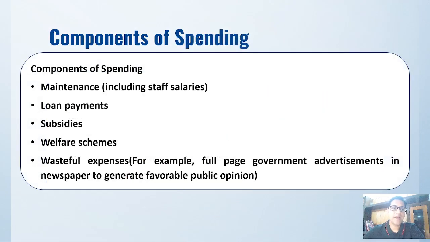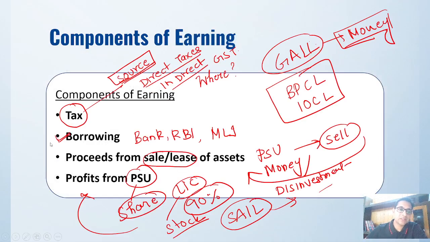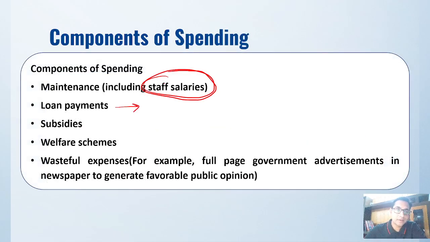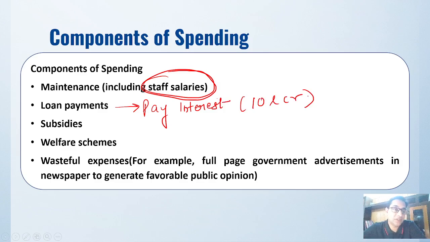Then government spendings, where government normally spends the money. First of all, the main source is staff salaries. You know, lakhs of government employees are there. They get the salaries. Loan payment. As we have discussed, government has done the borrowing. For that borrowing, government has to pay interest. Last year's budget, 10 lakh crore rupees interest government has to pay to the outside world.